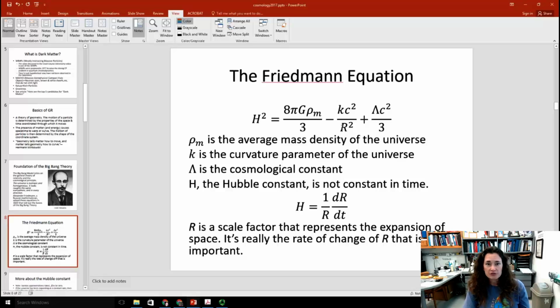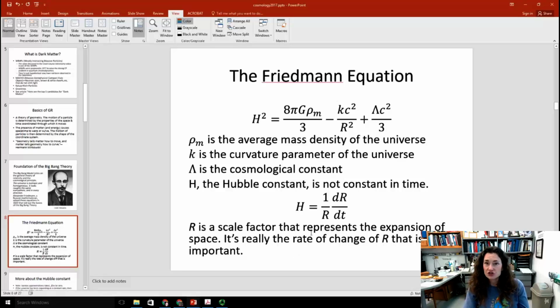And it's important to emphasize here that the Hubble constant is not constant in time. It could have changed over the course of the universe. It might change in the future. And so we relate the Hubble constant to this idea of a universal scale factor, in your textbook called R, in a lot of other textbooks called A. But anyway, H is equal to 1 over R dR/dt, okay?